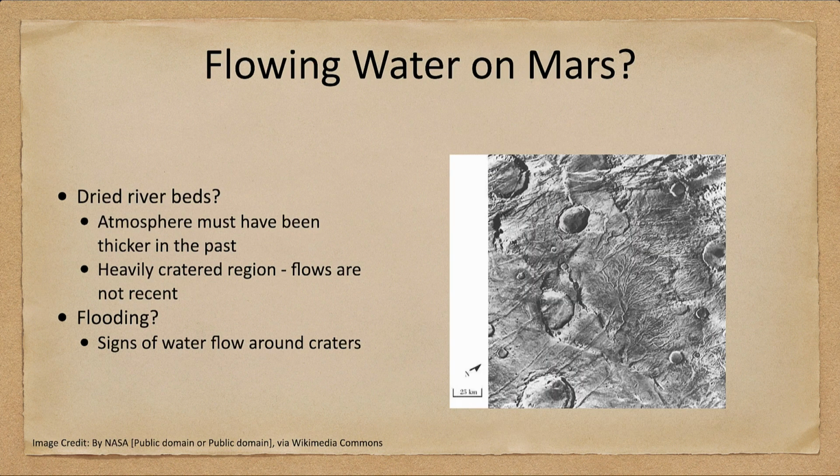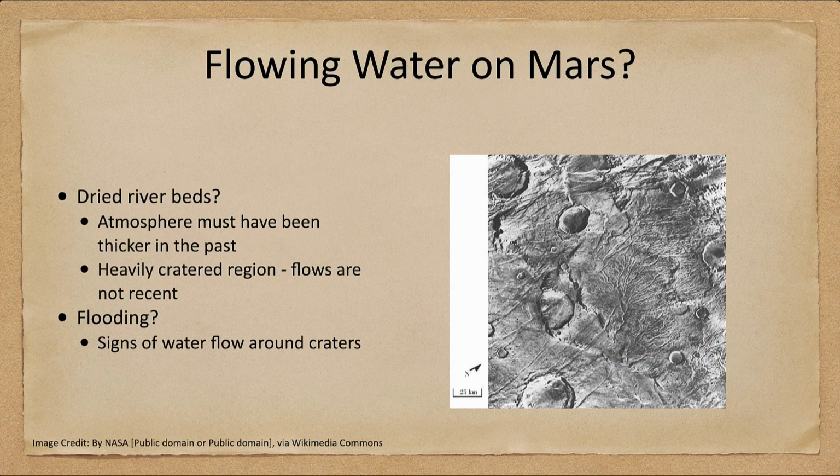Now, how about flowing water on Mars? Well, there is evidence of flowing water in the past. We can see evidence of things like dried riverbeds. And what this tells us is that the atmosphere must have been thicker in the past. So we see some areas like this where you can see very distinct features that are water related. However, we also note that they are heavily cratered, meaning that these flows are very definitely not recent.